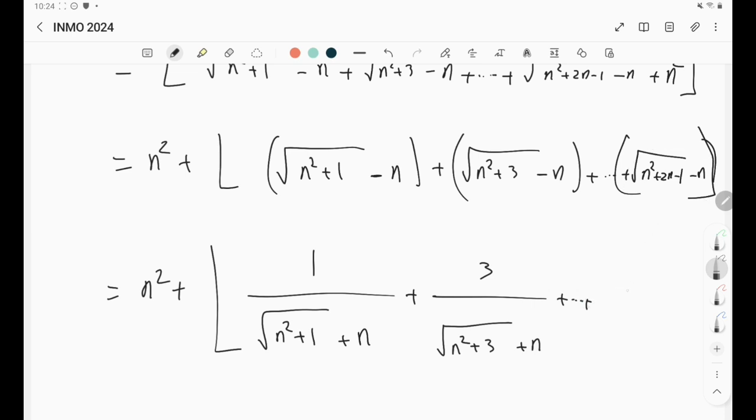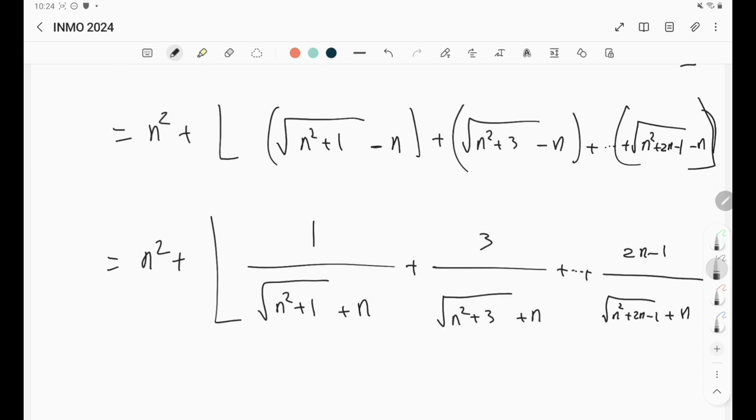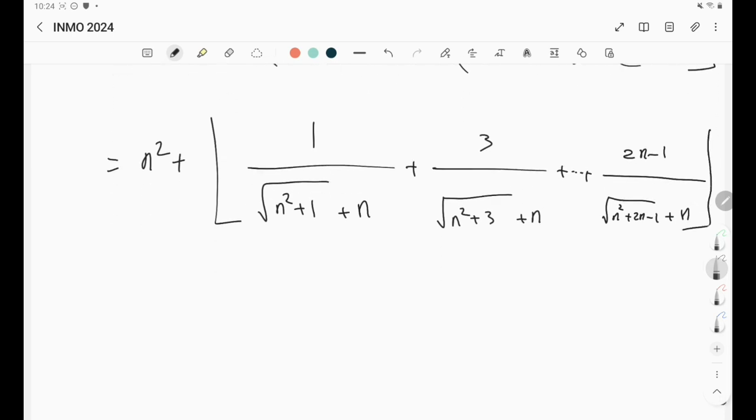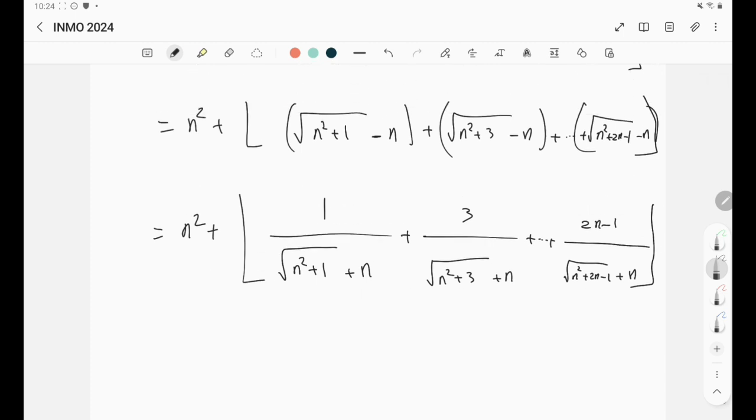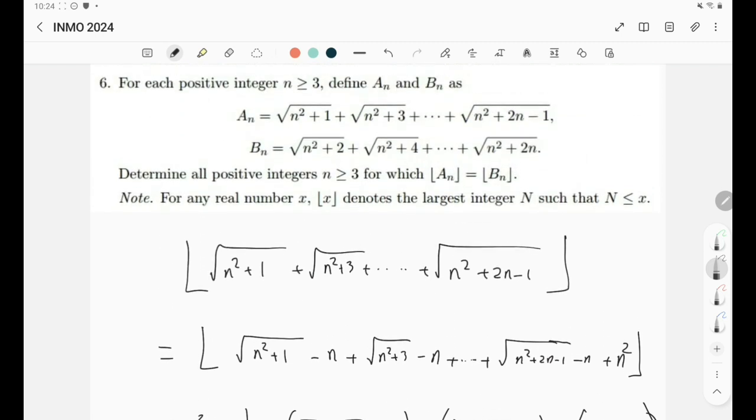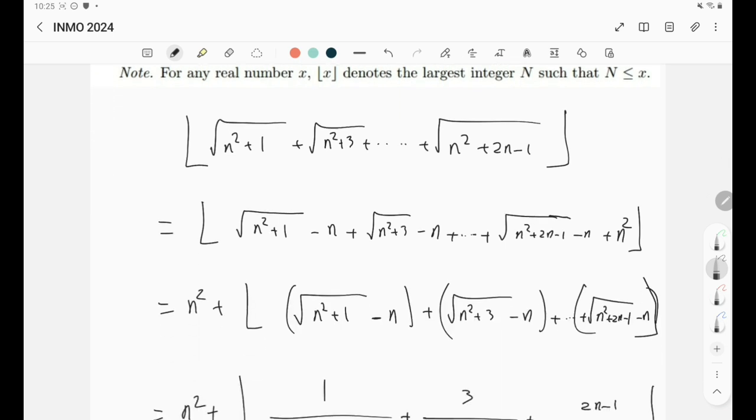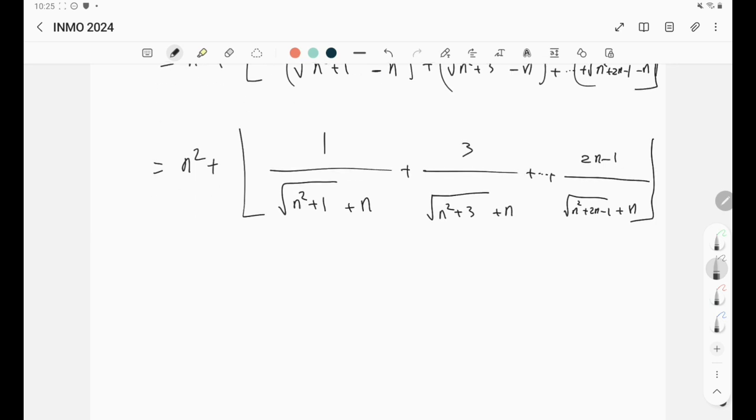till we get here 2n minus 1 divided by root n squared plus 2n minus 1 plus n. Excellent. Okay, nice. So now as you can see, we turned everything positive. By the way, when we work with Bn, we're going to do exactly the same thing, and nothing will change. Still, these guys are smaller than 2n plus 1, and all of these are exactly the same thing. We can do the same thing and we're going to get exactly the same result.